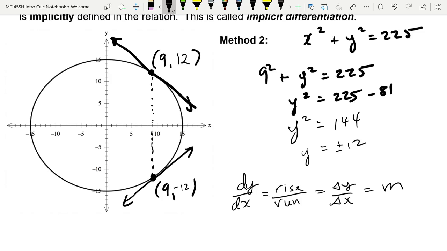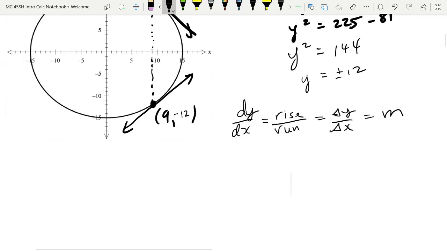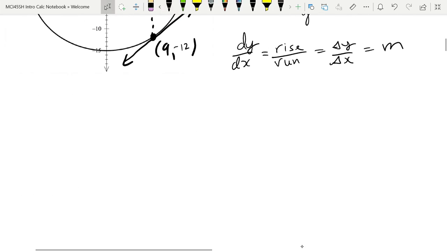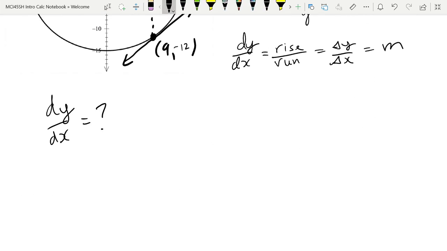All right, so how are we going to do that without rearranging it? Well, usually I write it like this. I'm trying to find dy by dx. So I'm actually going to find the derivative with respect to x of this entire equation. Like so.